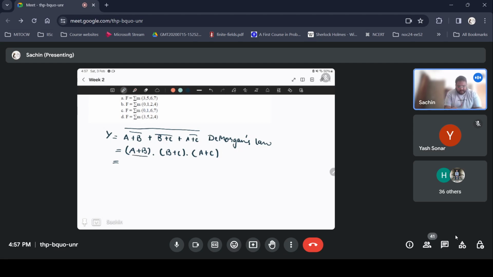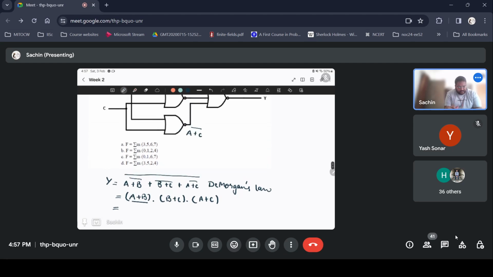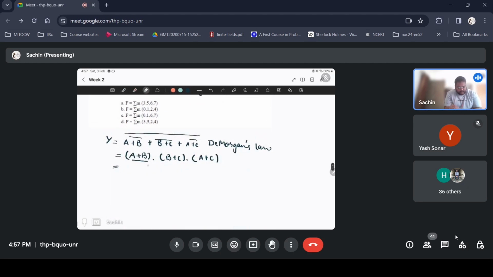So here you can see that this term has only A and B. It doesn't have the variable C. So you have to introduce that variable C somehow.